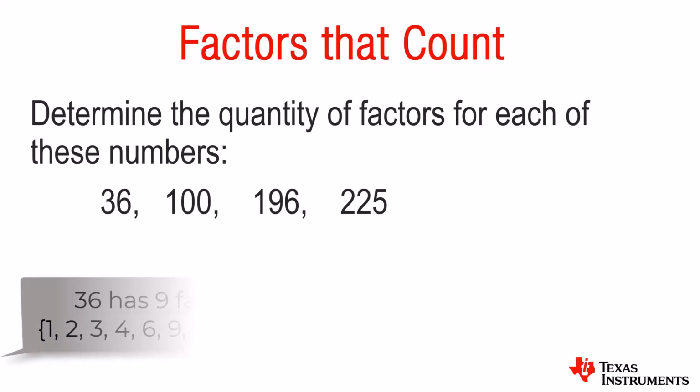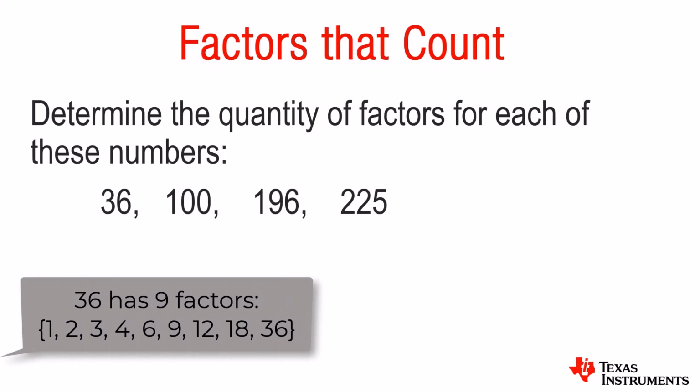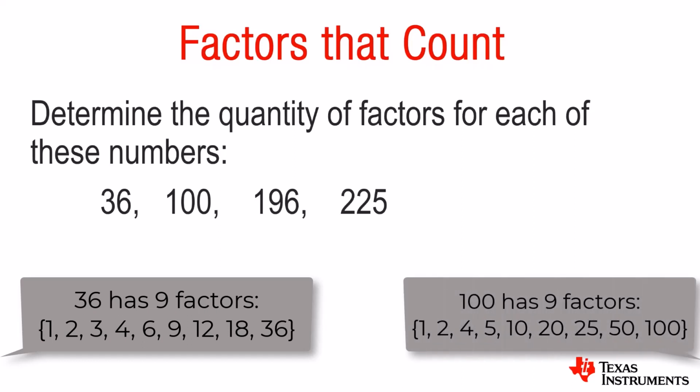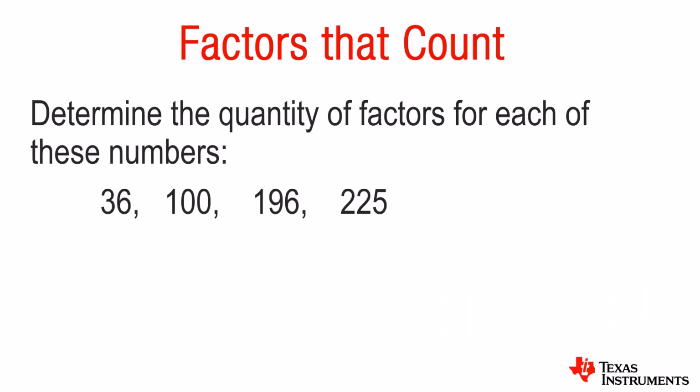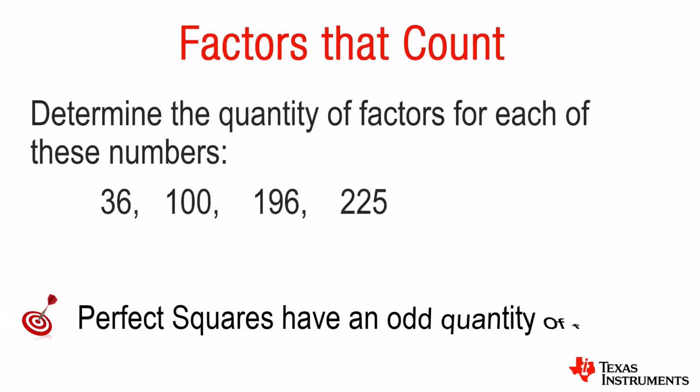Someone's put in the chat 9 factors. Very good. So one person said that 36 has 9 factors. Let's see, has anyone tried factorizing 100 to determine that? Another person says 9 for 36. Someone said 8 for 36. They may have missed one of them, because one of the things we know about perfect squares, and this is something the students discover in this particular activity as well, is that perfect squares have an odd quantity of factors.